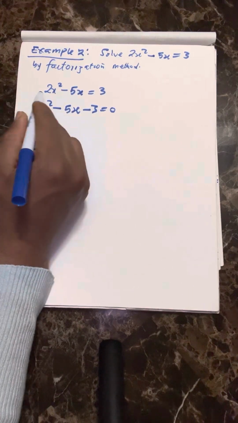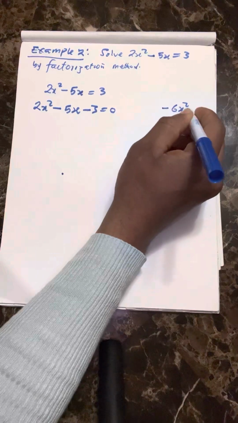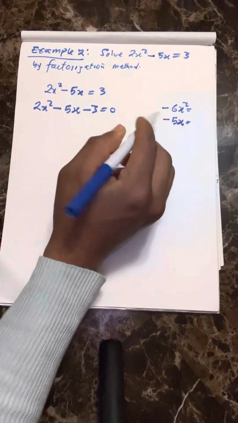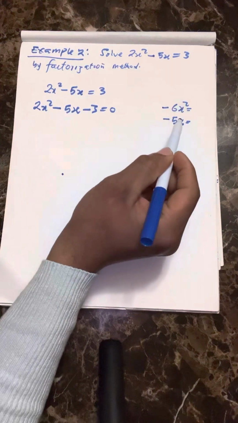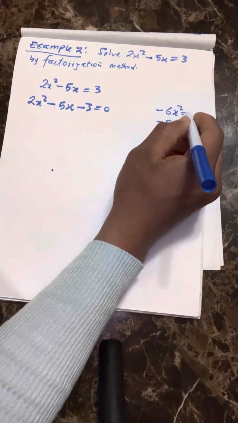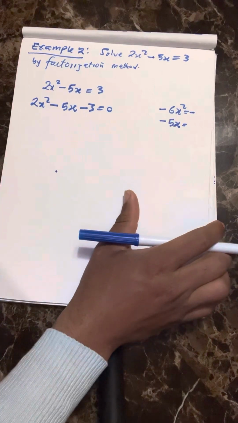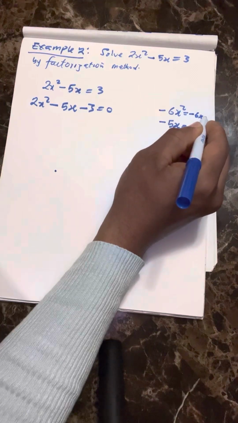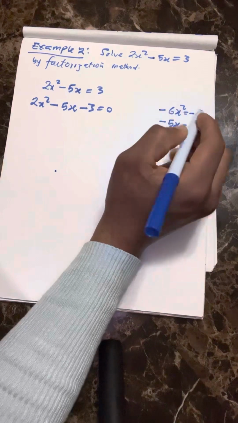So what do we do next? We multiply the first and the last term. That gives us minus 6x squared. Bring out the middle term, write them aside. Look for two terms that when you multiply them, it will give you this, and when you add them, it's going to give you this. And the two terms are nothing other than minus 6x times plus x.